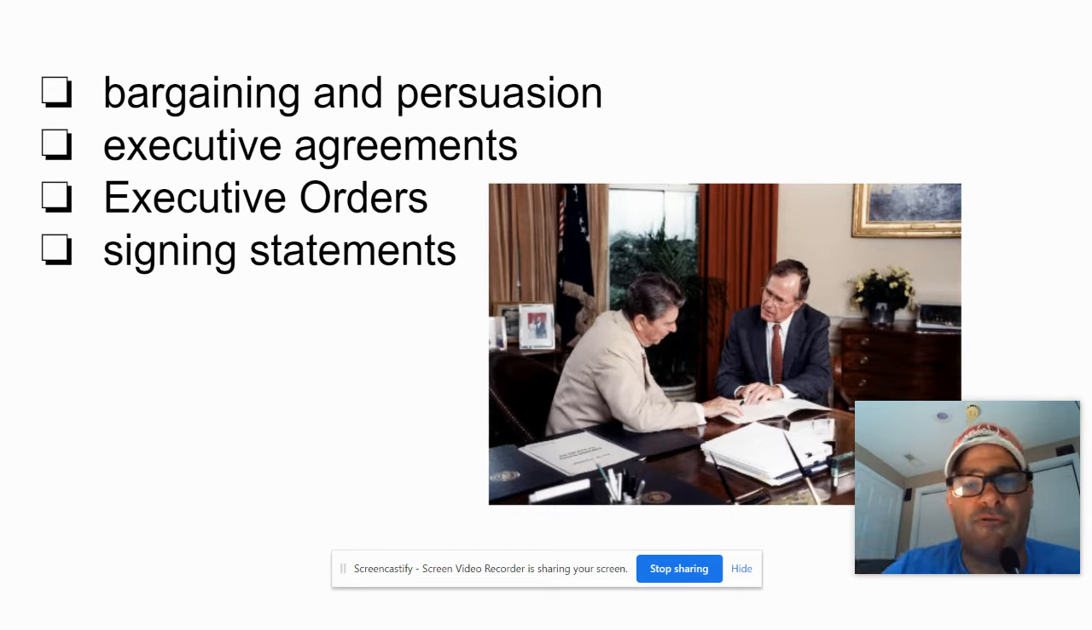And that's the thing about informal powers: none of them are permanent. Remember that. If it's informal, it's not permanent, and the next president can literally overrule all of them. All right, now those are the informal powers. Now we're going to have a card on the bottom three.